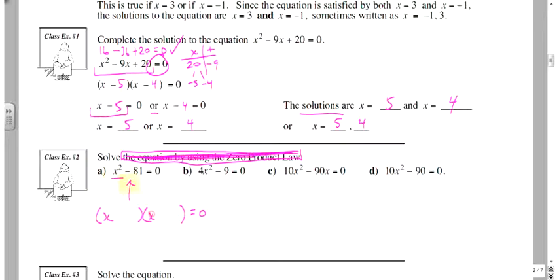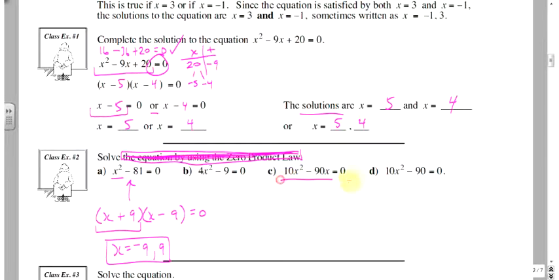X times x is x squared. 9 times 9 is 81, plus minus, and we're done. That's a difference of squares. When is this equal to 0? Now we have to solve it. Okay? When x is minus 9 or 9. Okay? Solved. That's the solution.